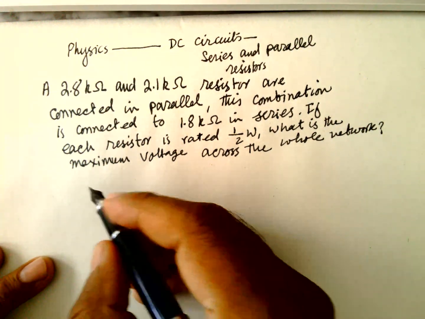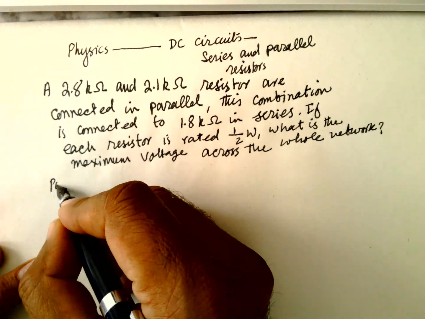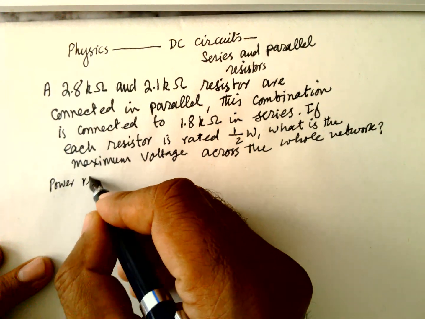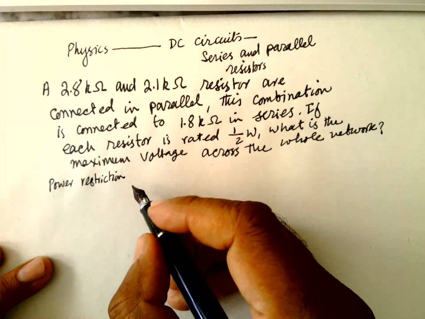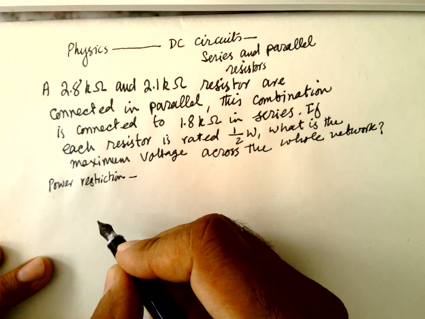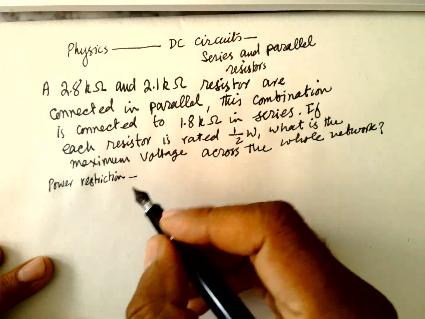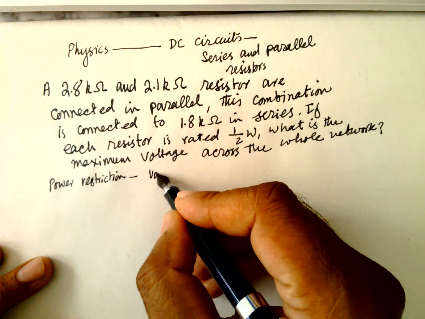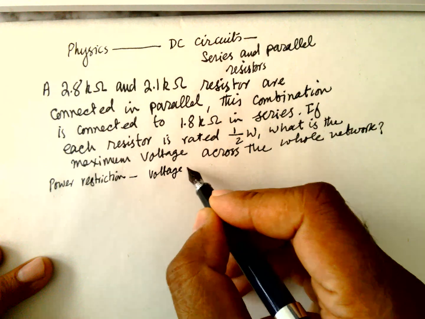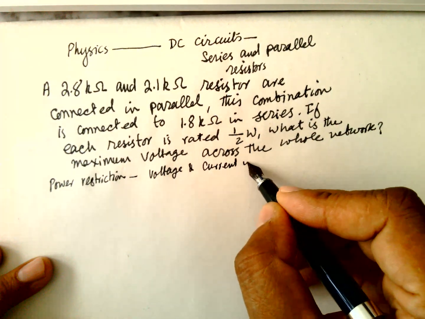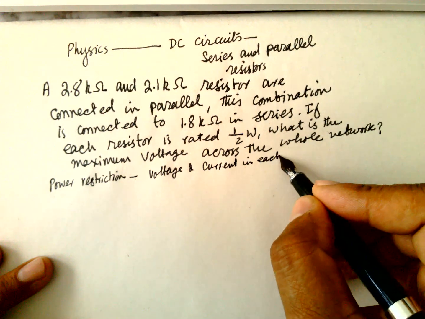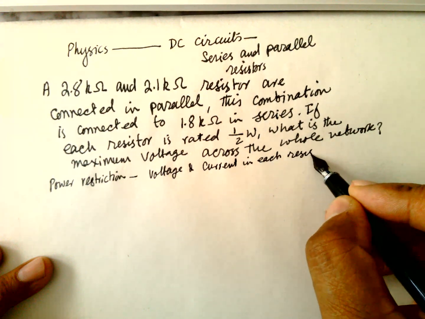So there is a power restriction first. So the current and voltage for each resistor has to be found. So the voltage and current in each resistor.